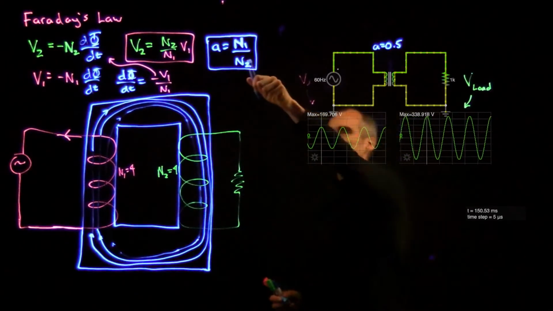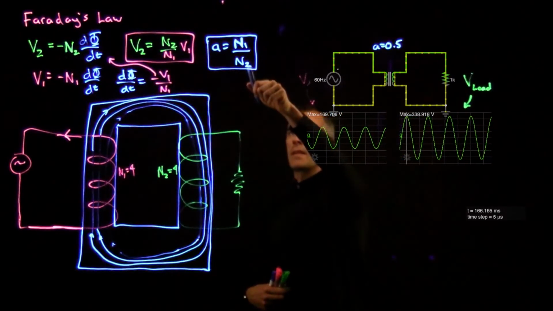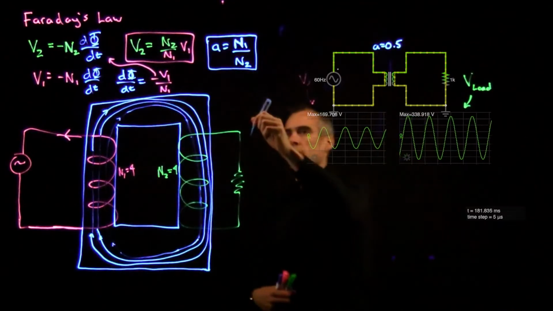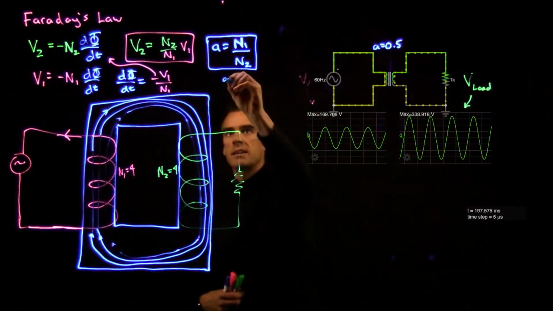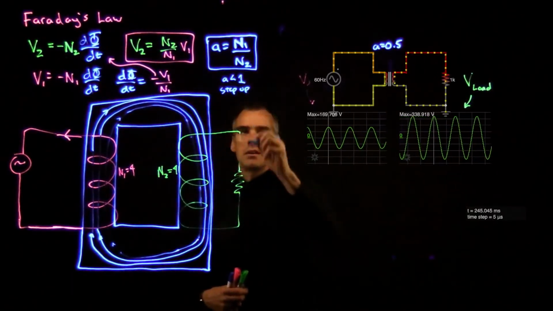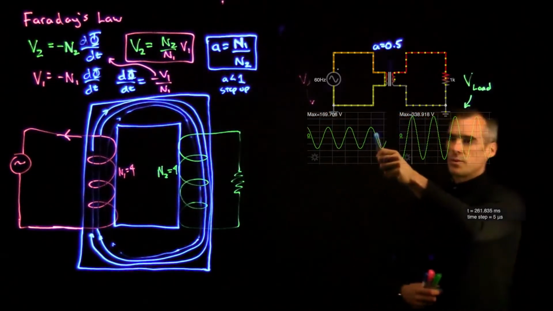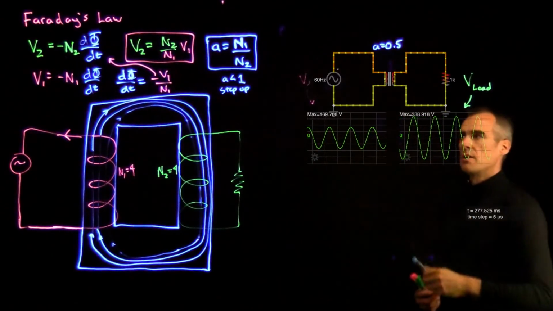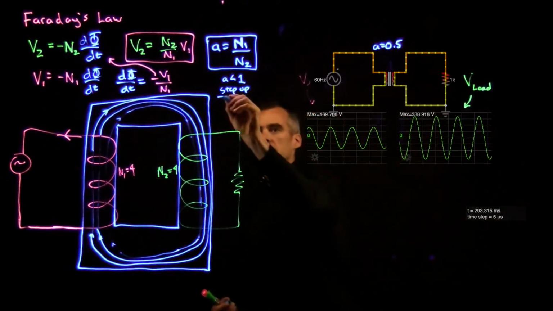And according to this ratio, that shows that N2 is going to be bigger than N1. So in this case, if we have A less than 1, then we can call this a step up transformer, because you can see this voltage has stepped up. So this step up is with regards to the voltage.